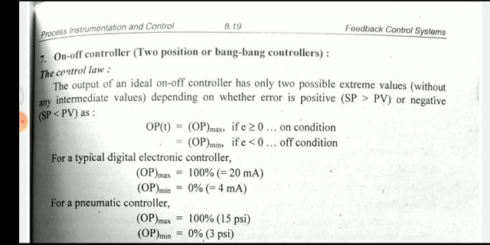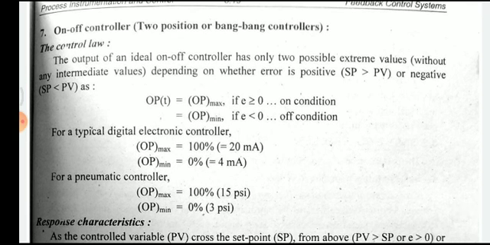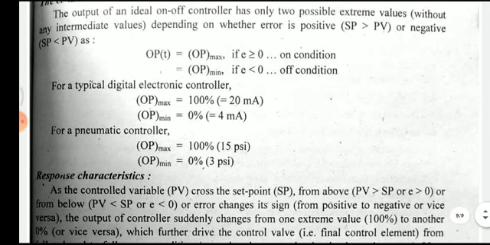The controller law: the output of an ideal on-off controller has only two possible extreme values without any intermediate values, depending on whether the error is positive or negative. The on-off controller works on this. So it is either SP is greater than PV or SP is less than PV.